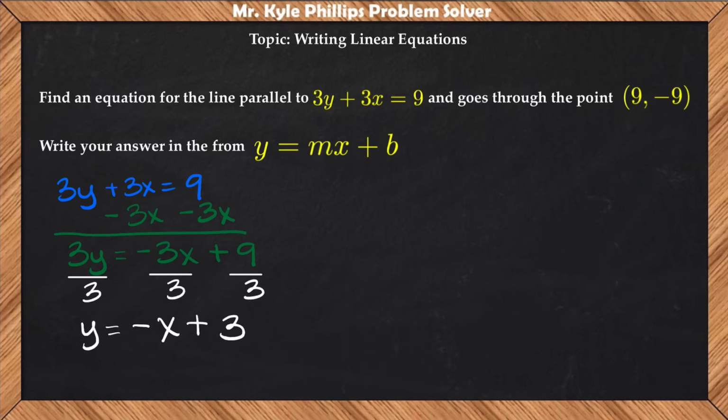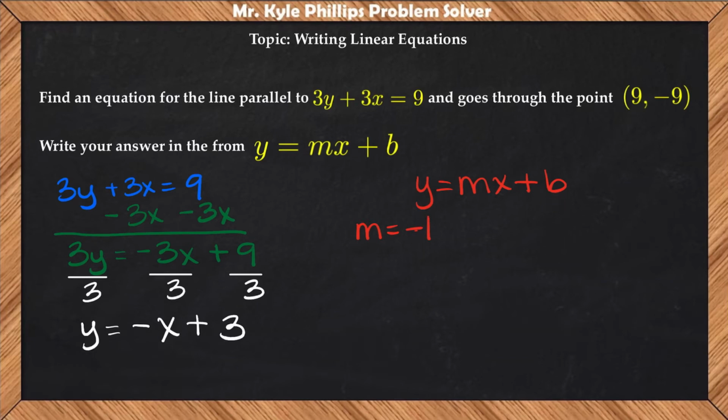So we know that all lines have the equation y equals mx plus b. We now know the slope of our new line. It has to be negative 1 because lines that are parallel have the same slope. So here I know that the slope has to be negative 1. So really all we need is the y-intercept.